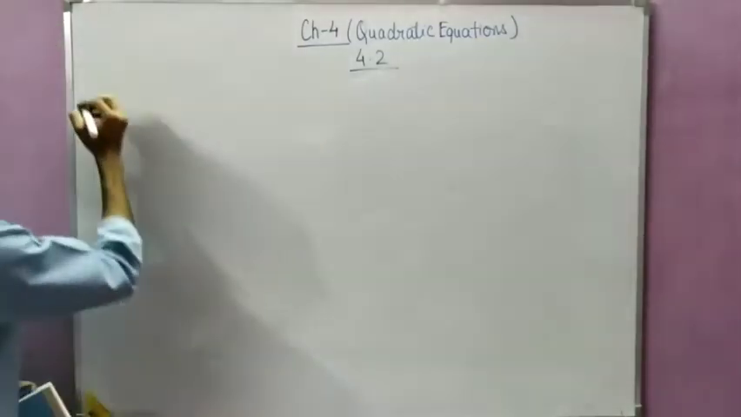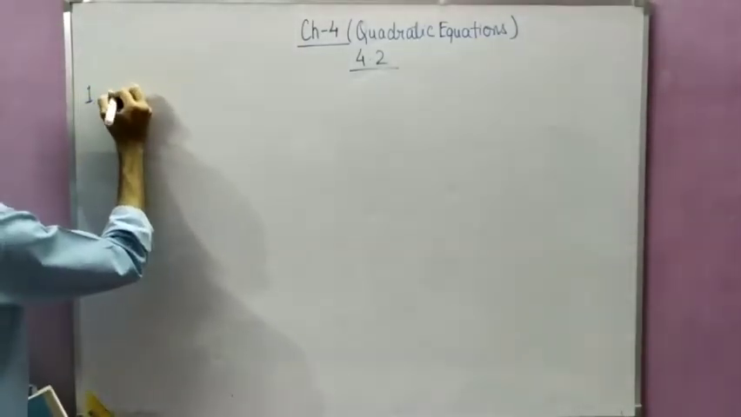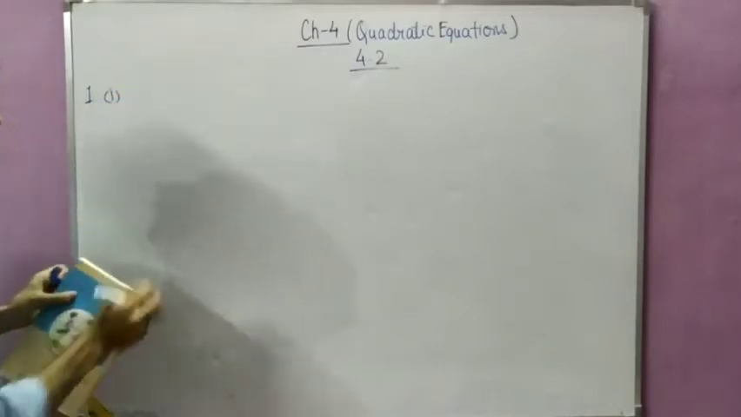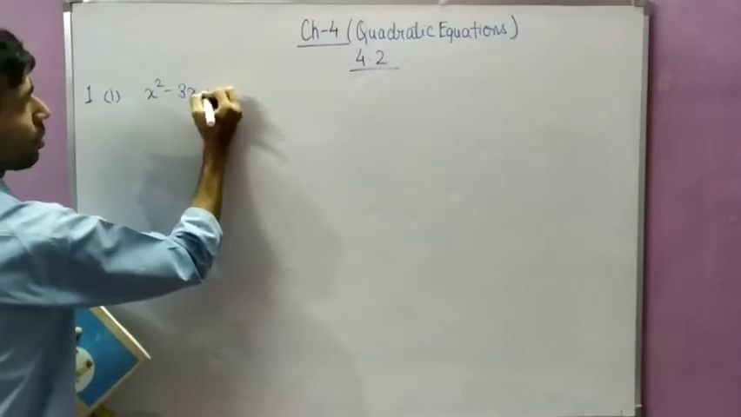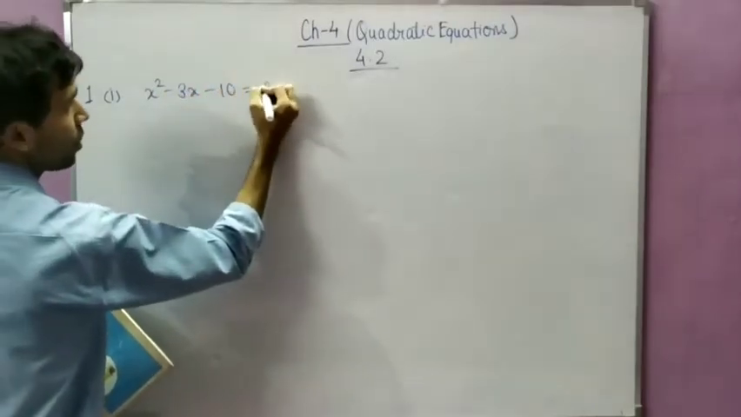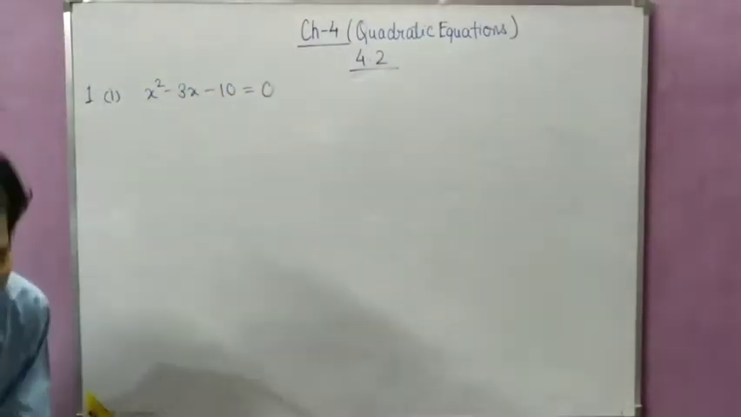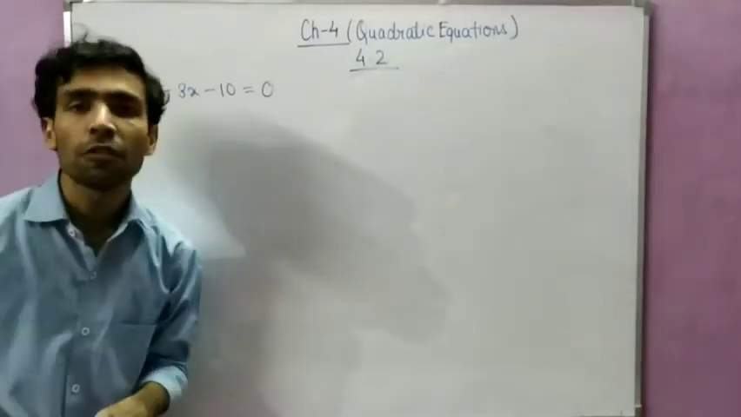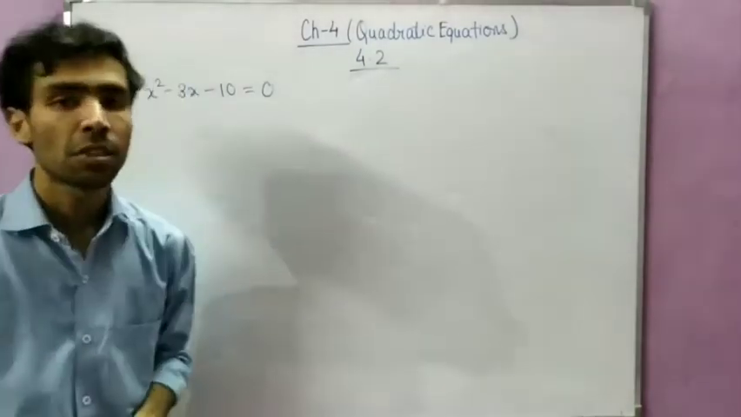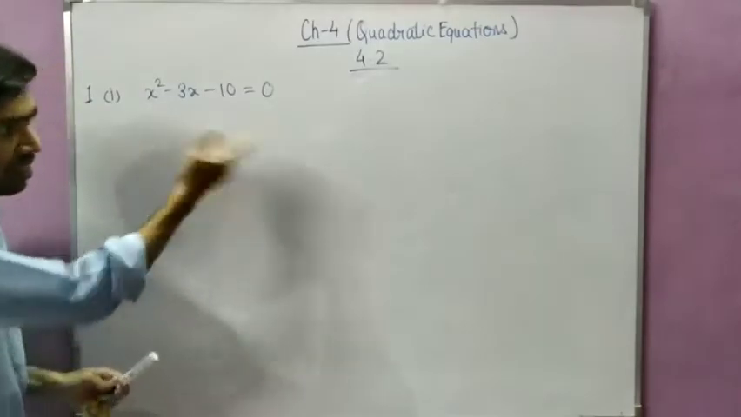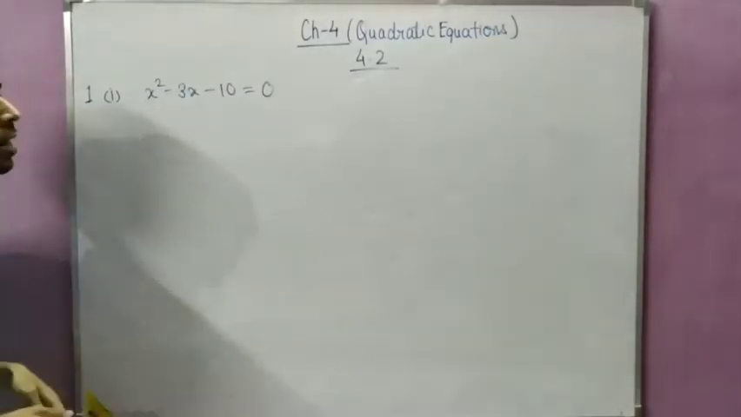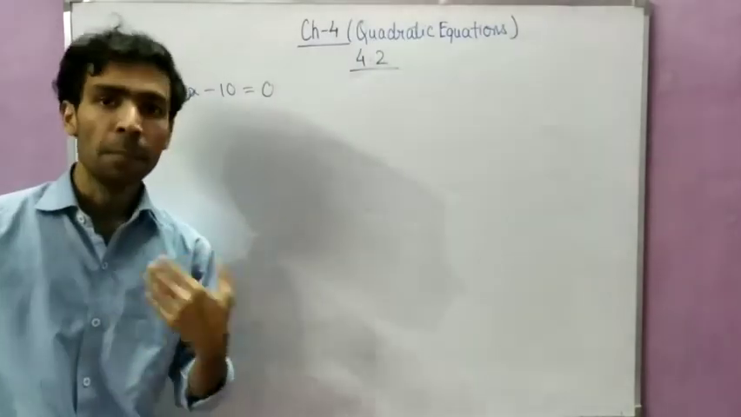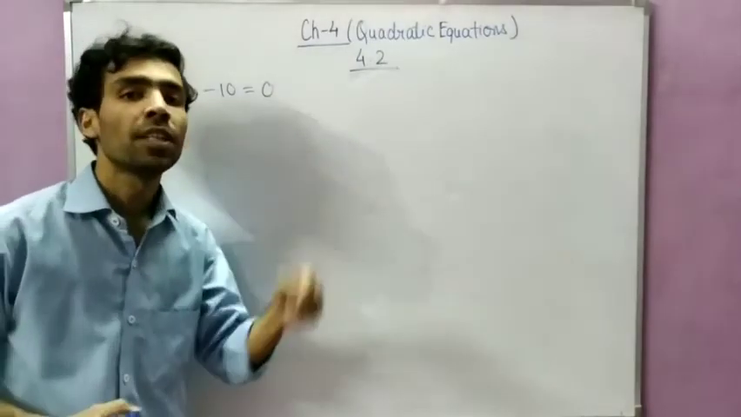So I will start with the first question, first part, that is x square minus 3x minus 10 equal to 0. We have to find the roots of this quadratic equation by the factorization method. So again the same question. What you will do is apply midterm splitting to find the roots of this equation.